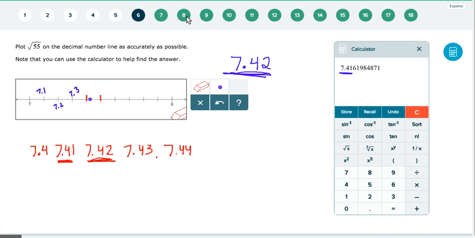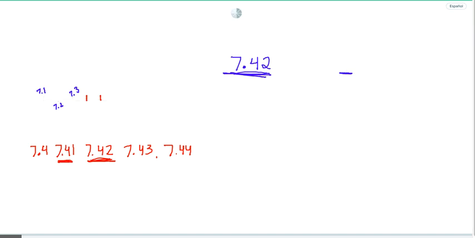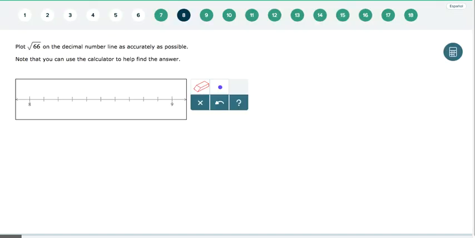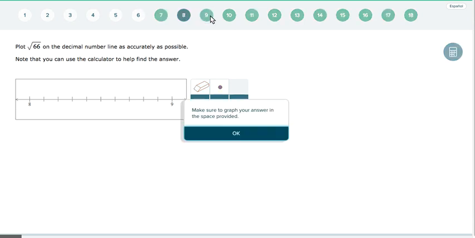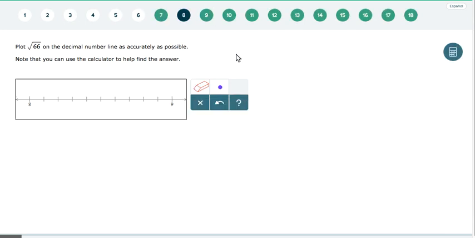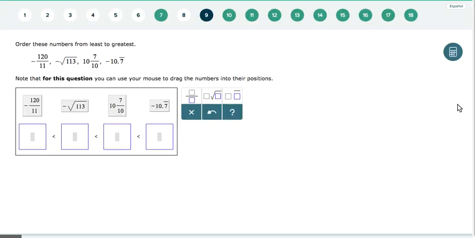Okay, I believe 7 and 8 are the same type of question, but let's double check. Yep, same type of question. So 6, 7, and 8 are all the same. Let's head over to 9. Put these numbers in order. So order the numbers from least to greatest, and I do have a calculator.